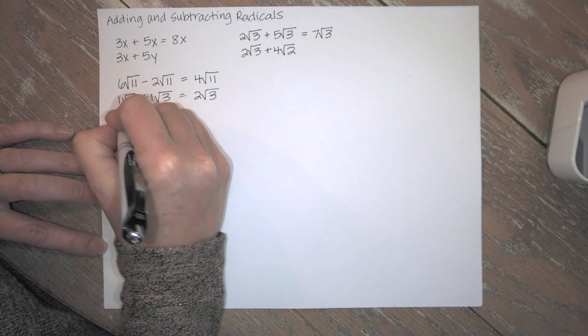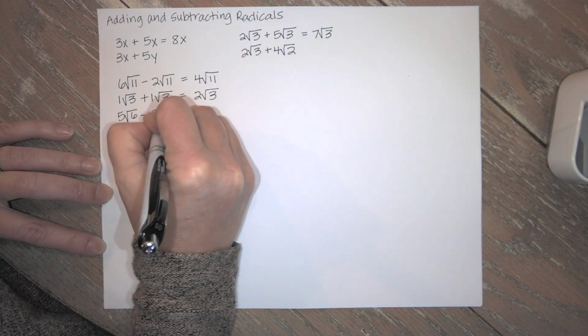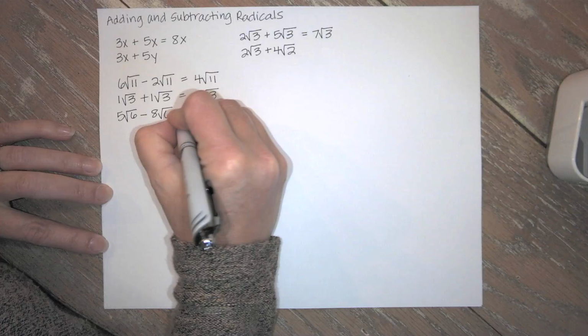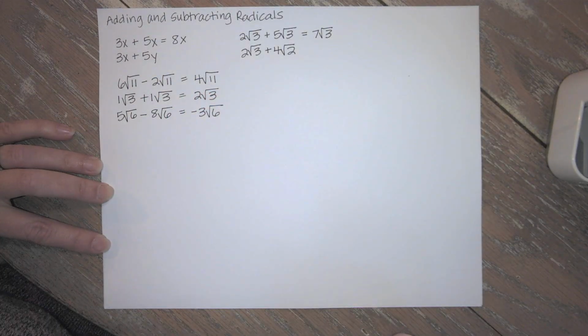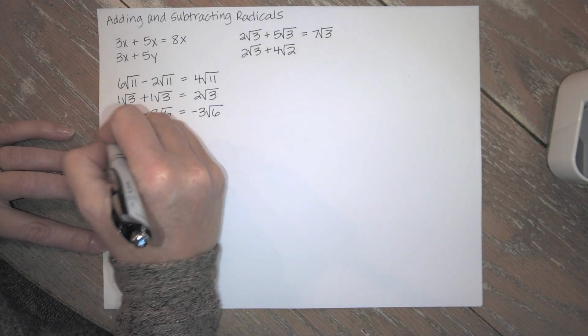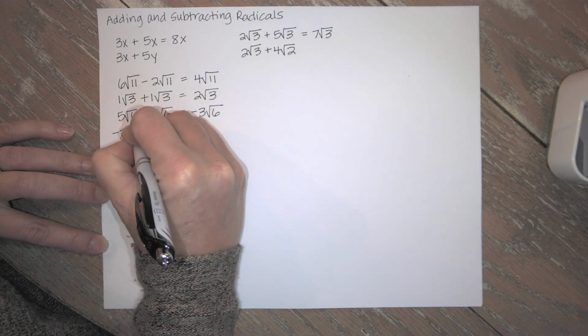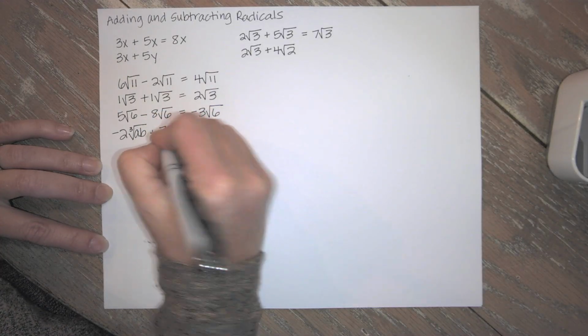Alright, if you have 5 square roots of 6 and you take away 8 square roots of 6, then you're going to have negative 3 square roots of 6. And it doesn't matter how complicated whatever's under the radical gets, you still would do the problem the same way.